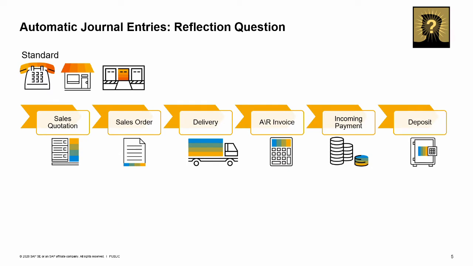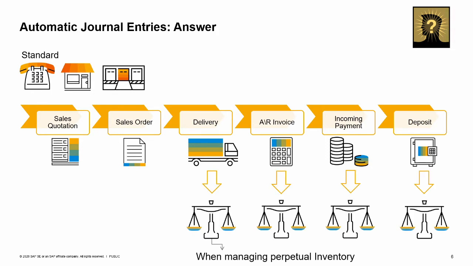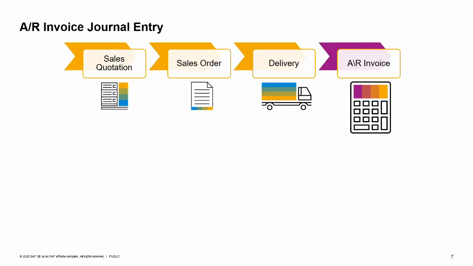To review this process, let us try to answer the following question. In a standard sales process, which documents affect the accounting system? These are the documents in the sales process that create automatic journal entries and therefore affect the accounting system: the delivery, the AR invoice, the incoming payment, and the deposit. Note that the delivery only creates an accounting posting if you are using perpetual inventory. In SAP Business One, a journal entry is automatically posted for many documents during the sales, purchasing, and inventory processes.